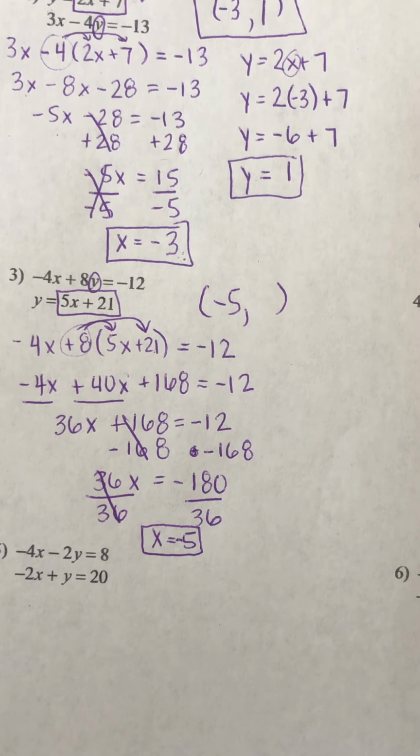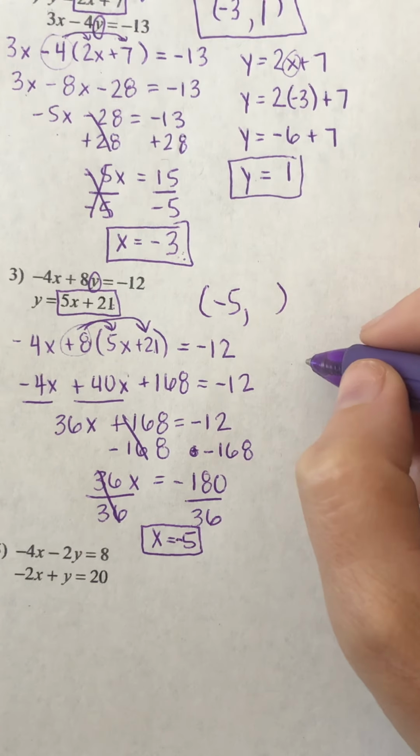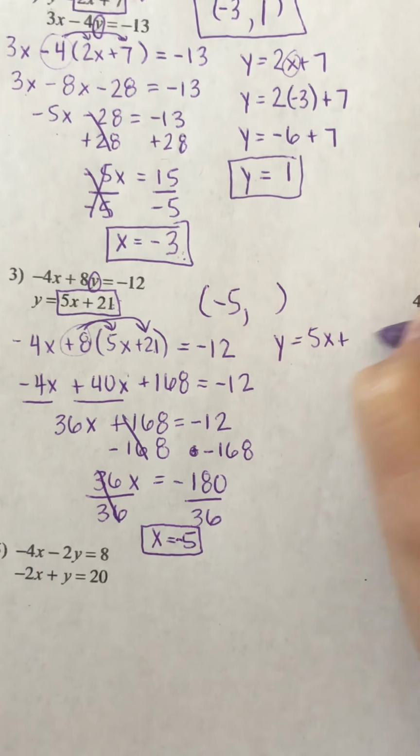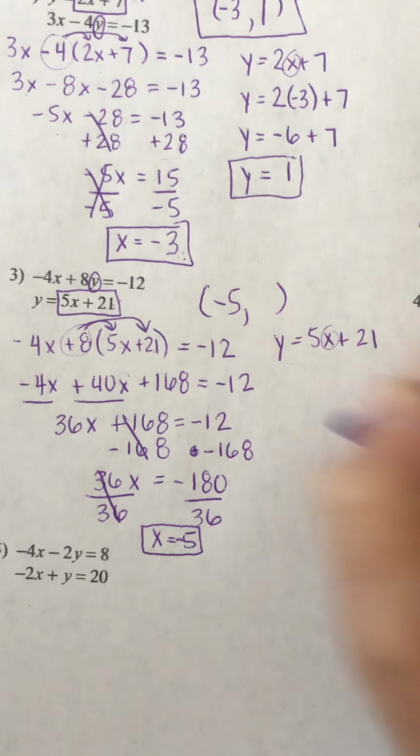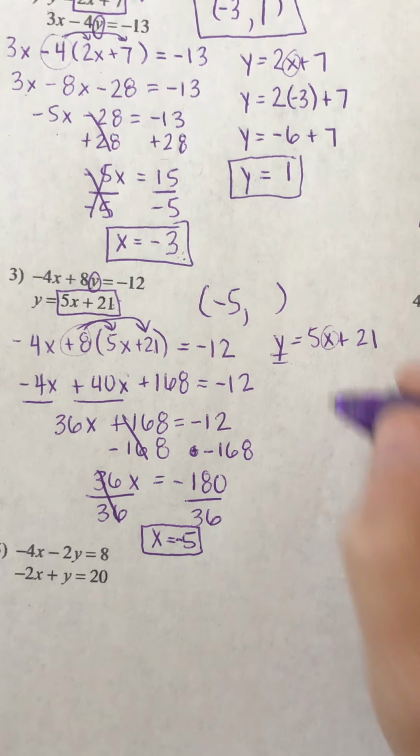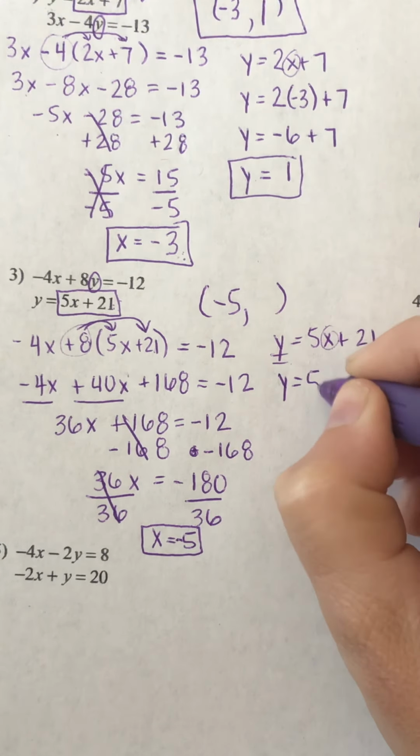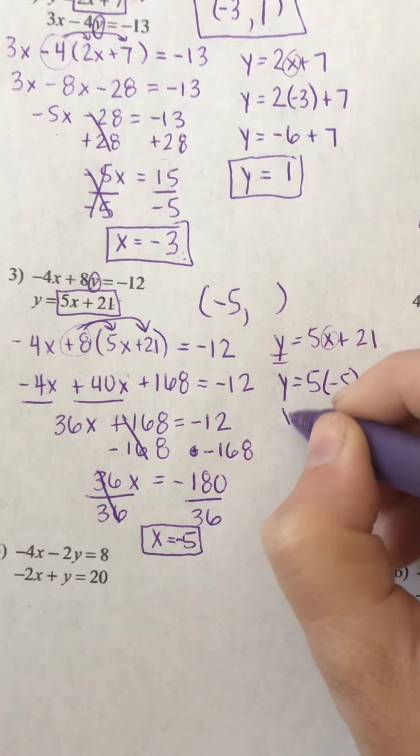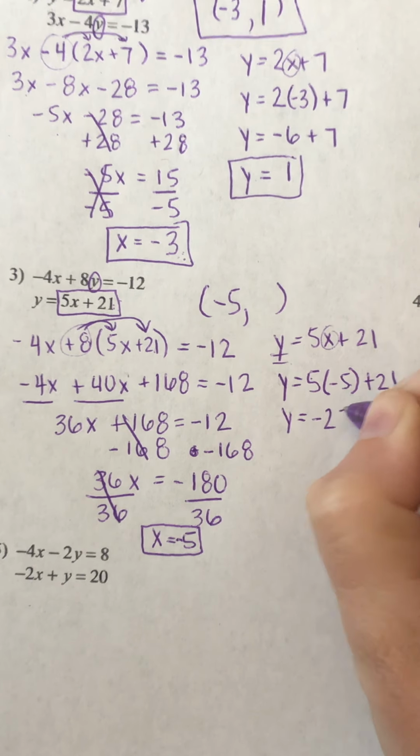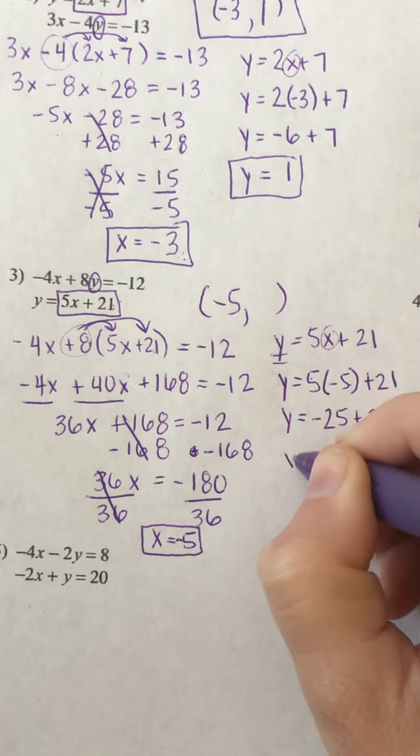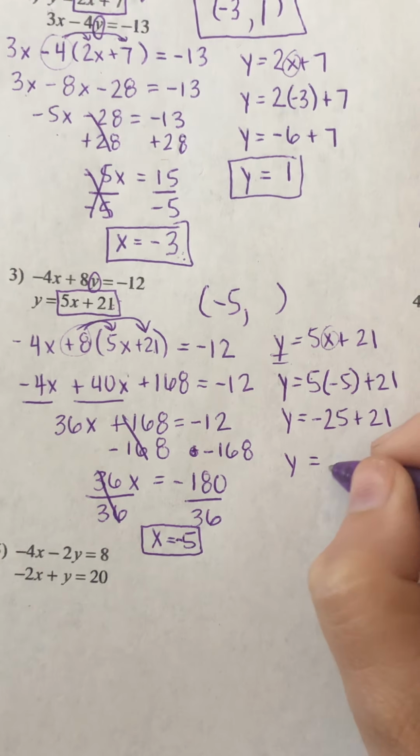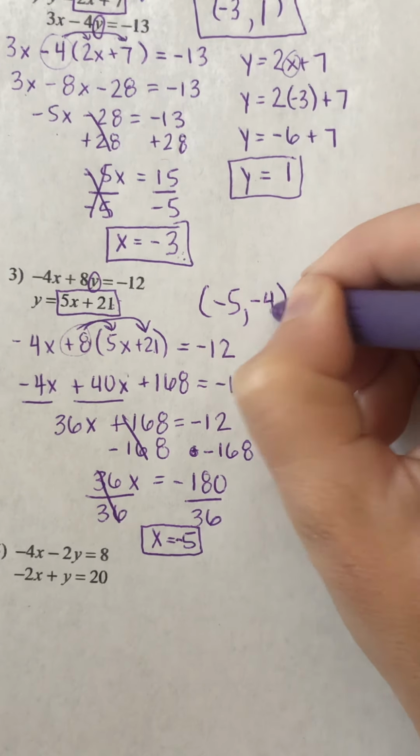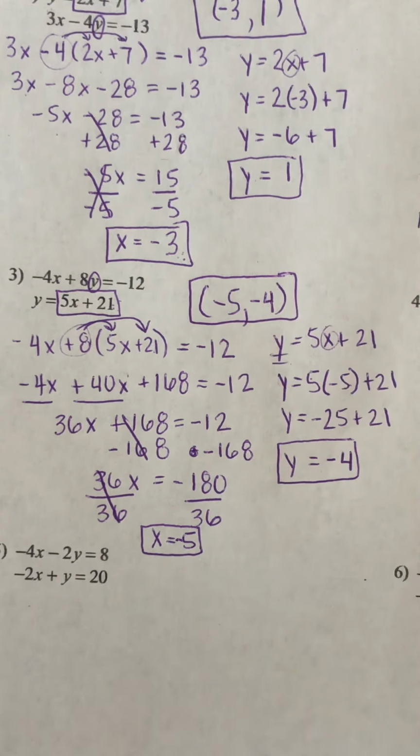Once you have your x value, you can plug it back into your original equation. Your easiest one would be y equals 5x plus 21. We're going to plug in for this x. We're going to figure out what our y value is. So we get y equals 5 times -5 plus 21. 5 times -5 is -25 plus 21. And that's going to tell us that y is equal to -4. So we have both pieces of our answer here, and that means we have our solution.